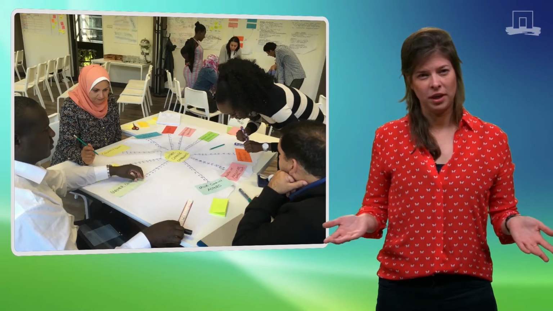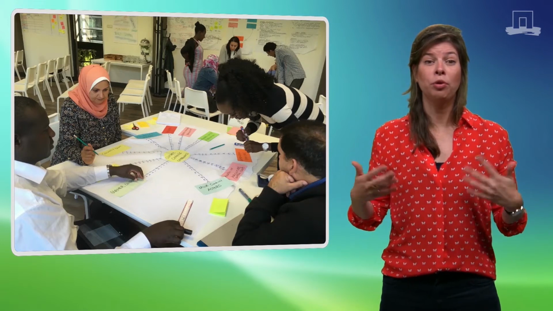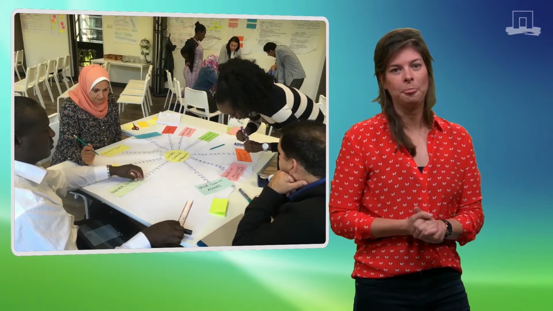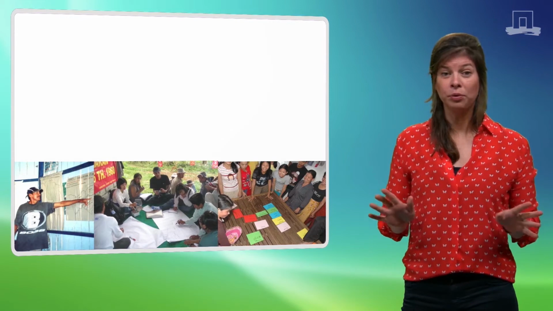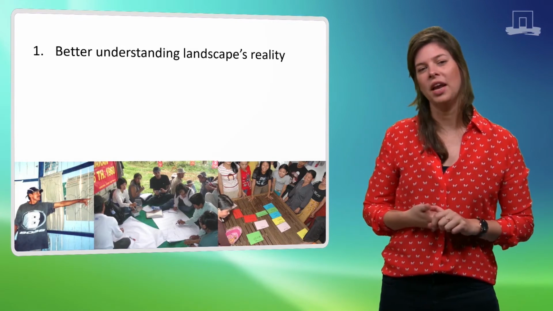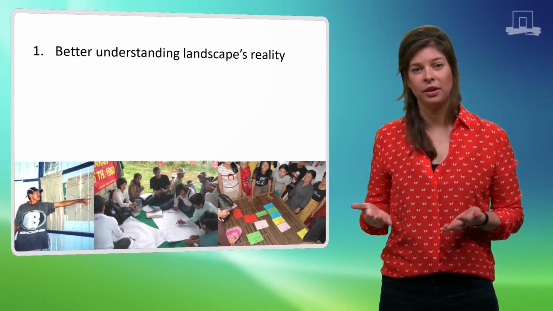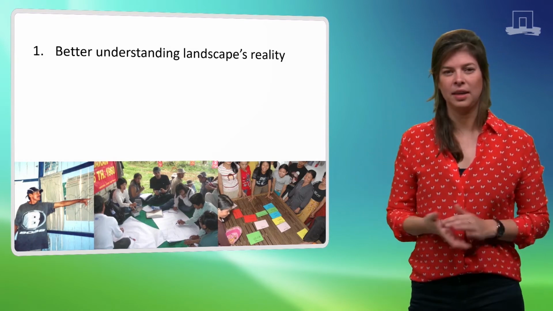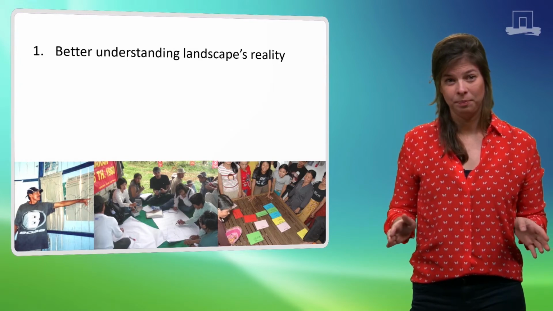It is important to realize that it's not just the outcome of the tool that matters, but the process and the dialogue around this tool are just as important. Now, why do we carry out a stakeholder analysis? There are a couple of reasons. First, to better understand the landscape's reality. Combined with a landscape analysis, you will get a better idea of who the stakeholders are and what their relation to the landscape is. And this is key for the problem analysis phase.